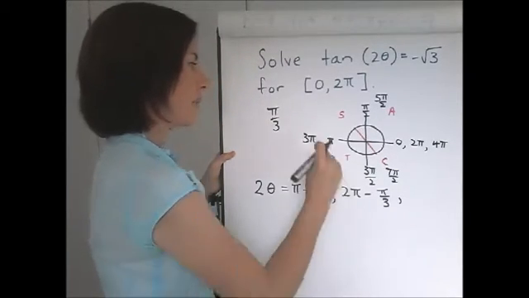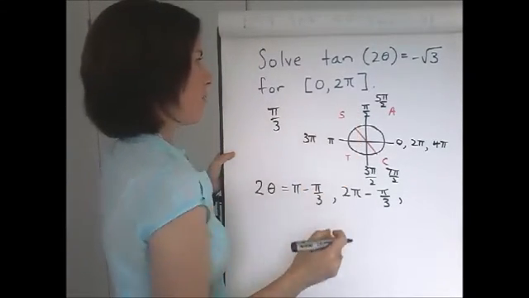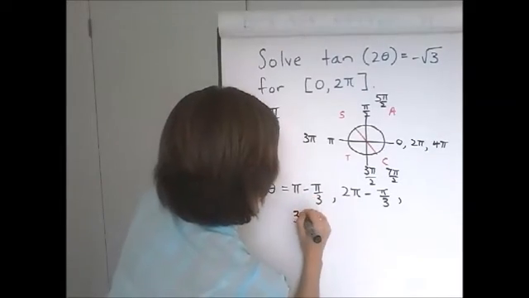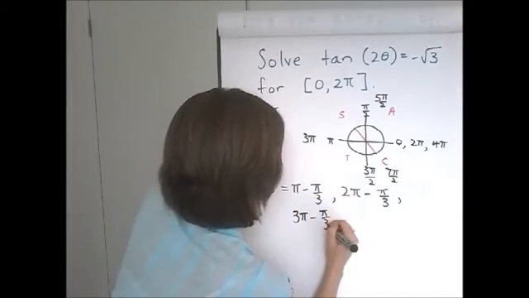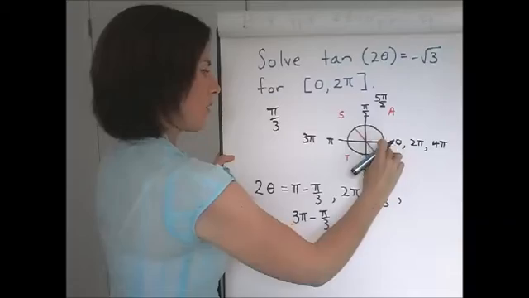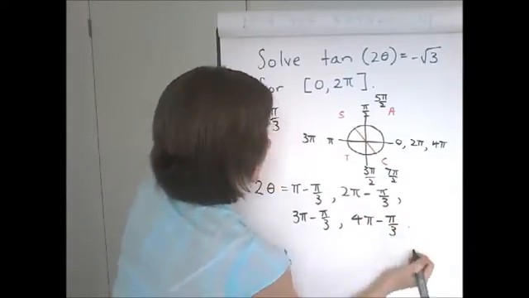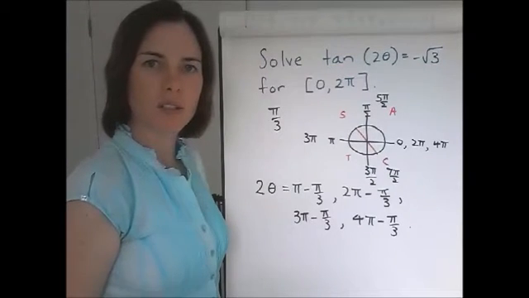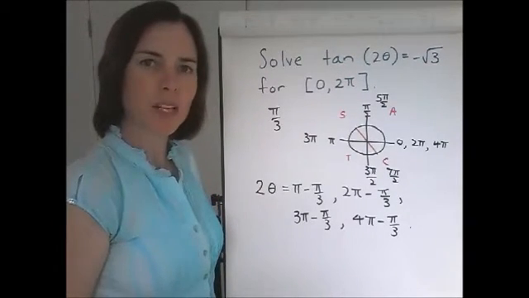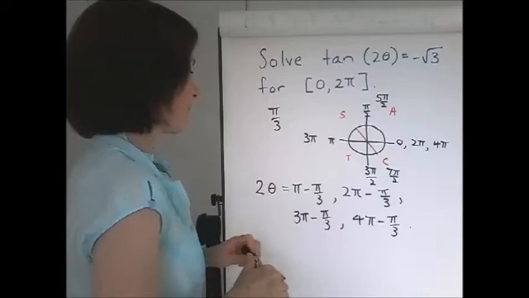So on the second lap, we want 3 pi minus pi over 3, and we want 4 pi minus pi over 3. 4 solutions. We haven't quite simplified them yet, but we've identified them.